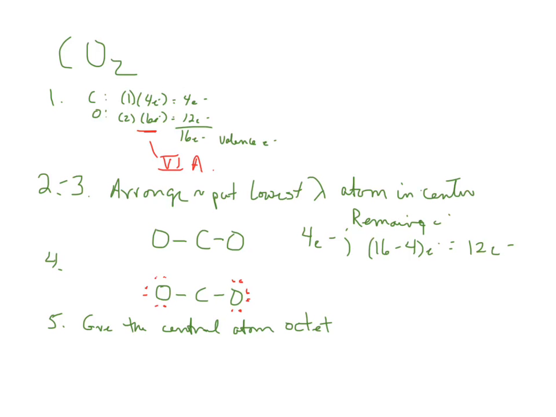Sometimes it already has a complete octet by this time, but you can see carbon does not have a complete octet. In fact, carbon has 2 and 2. Carbon only has 4. So here's where I'll go ahead and add to the directions for step number 5. I'm going to say, I like the word swing: swing lone pair electrons from terminal atoms, those will be oxygen atoms, as necessary.